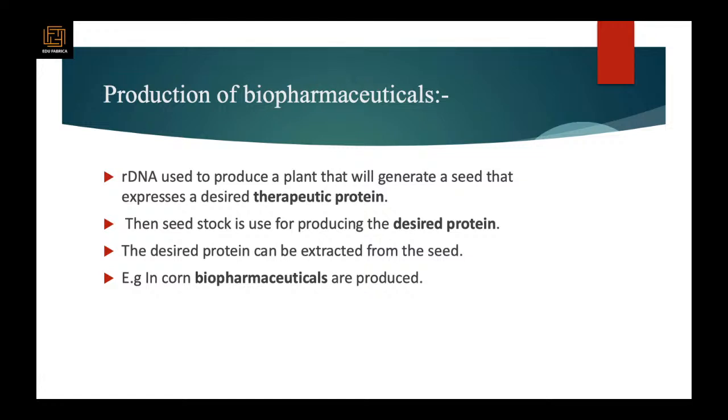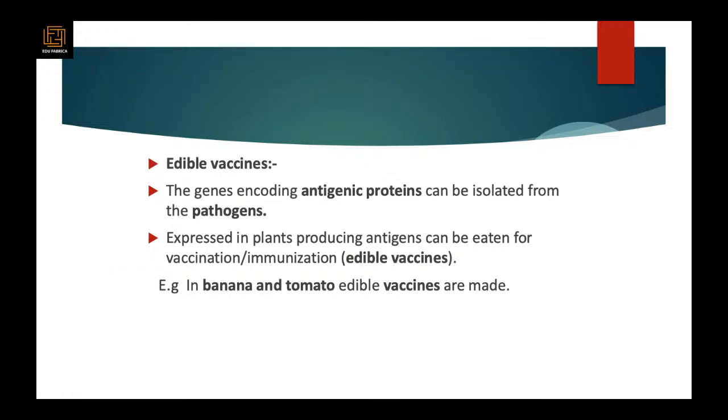Production of biopharmaceuticals. Recombinant DNA technology is used to produce plants that will generate seeds that express a desired therapeutic protein. The seed stock is used for producing desired proteins, and the proteins can be extracted from seeds. For example, in corn, biopharmaceuticals are produced. Edible vaccines are coming up. Genes encoding antigenic proteins can be isolated from the pathogens and expressed in plants, producing antigens that can be eaten for vaccinations and immunizations. In banana and tomato, edible vaccines are made already.